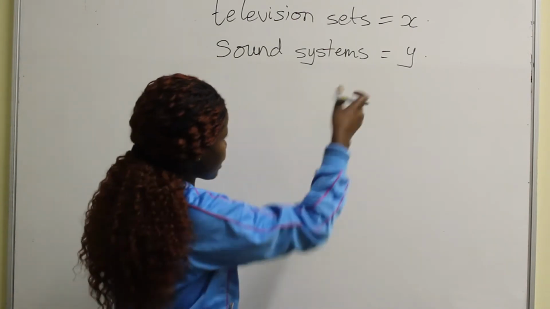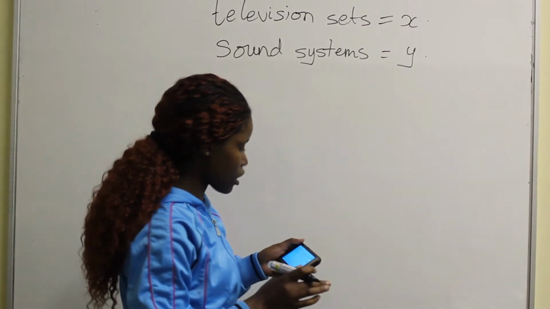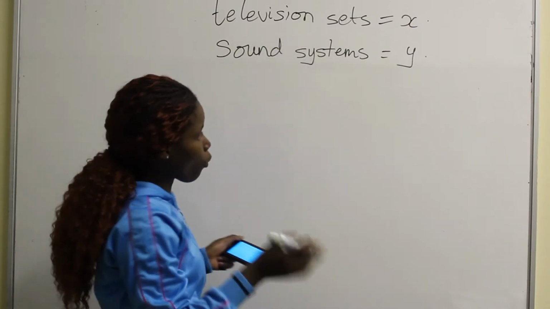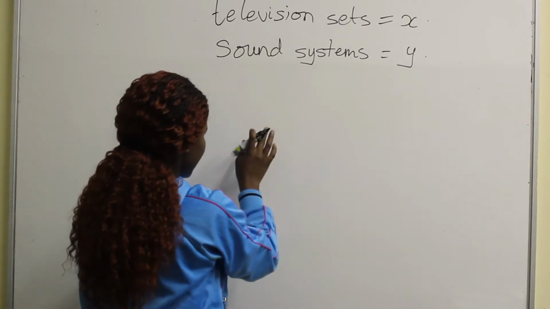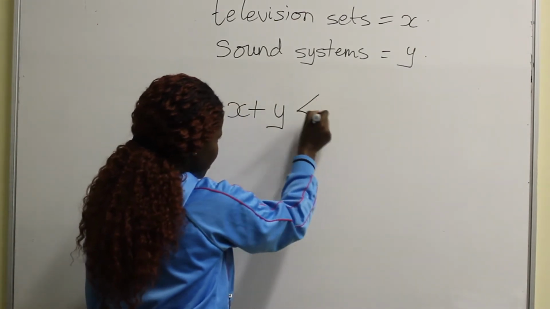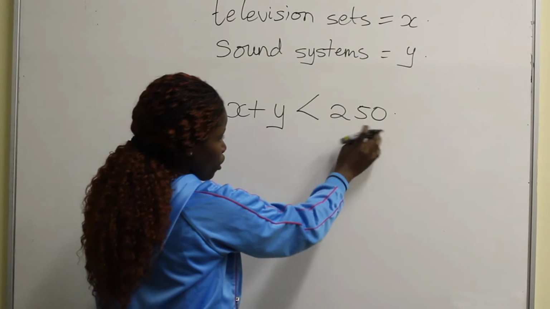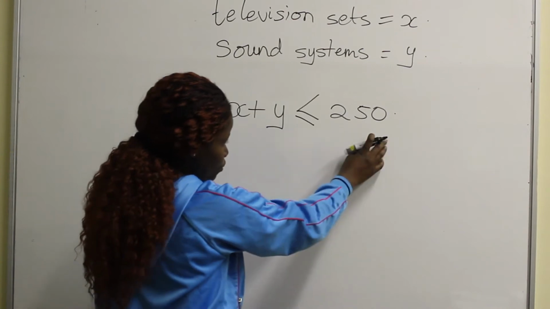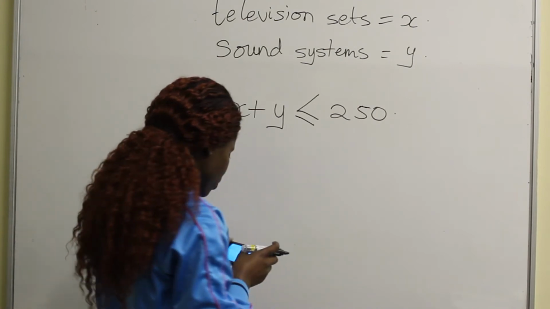So we go to the next. A company manufactures television sets, that's X, sound systems Y, and can manufacture 250 units. So our total, for both television sets and sound systems, is 250. This means that for the company to produce per day, they can produce X plus Y less than 250, but we know that the maximum is 250, so therefore X plus Y is less than or equal to 250. They cannot produce anything above 250. Then we go on to the question.